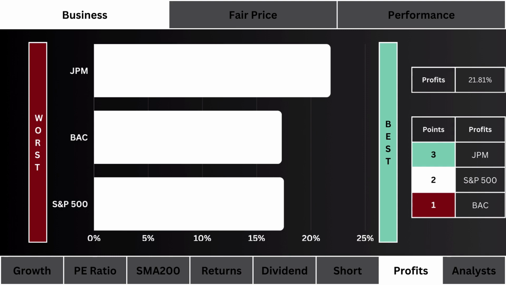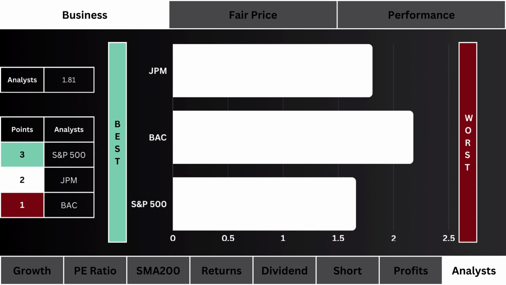For the profit margins, what you see here is the stock that generates the most profits from its business. We want to figure out which stock is in the best type of business that generates a lot of cash and can keep a lot of that cash after all expenses have been paid.